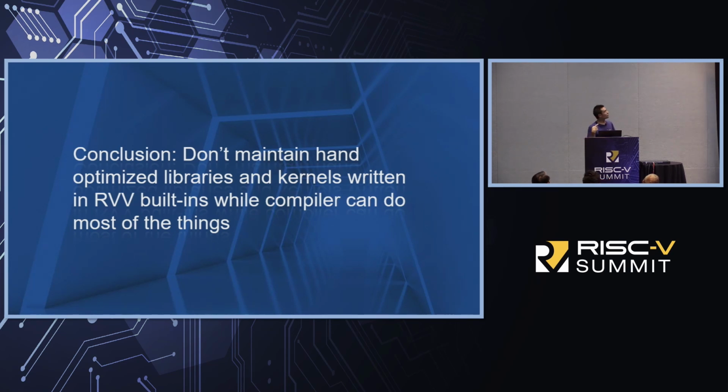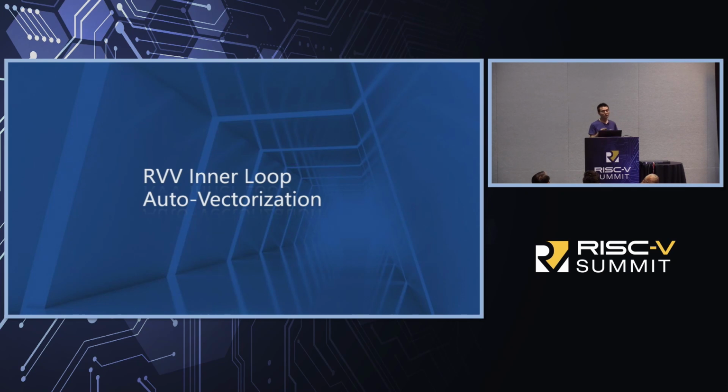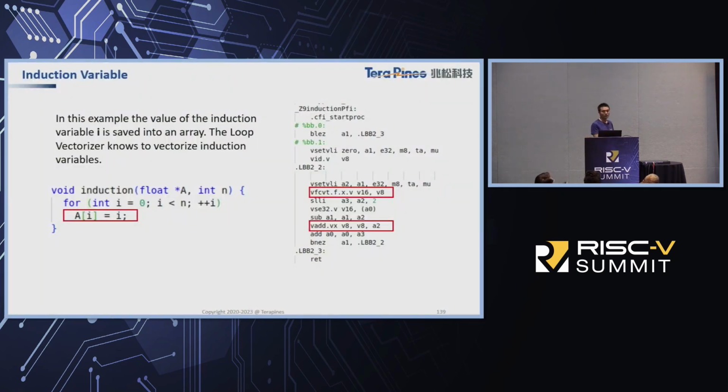Okay, let me show you some examples of RVV auto-vectorization. First, inner loop auto-vectorization. The compiler is smart enough to know the induction variable and the actual data which will be stored in the array. So it can combine the extra instructions into the red box one.